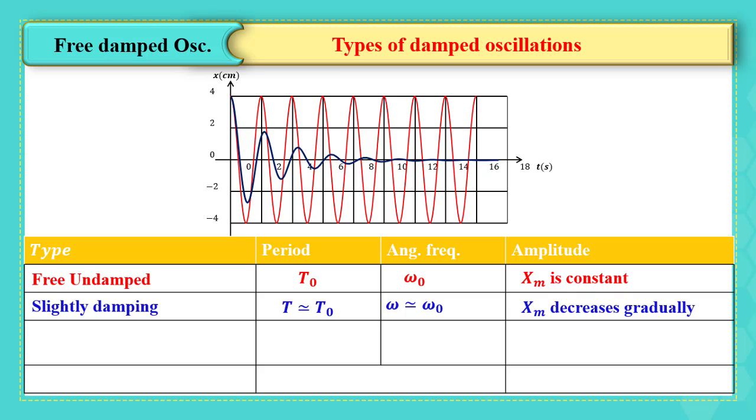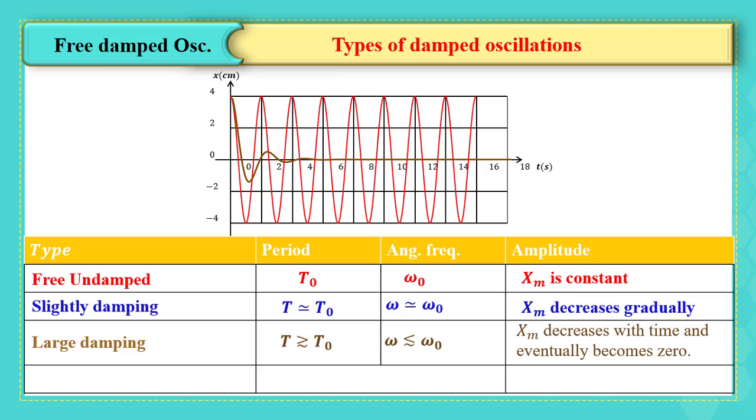The second type is large damping. In this case, the period is approximately greater than the proper period. The pseudo-angular frequency is approximately less than omega 0, and the amplitude here decreases with time and eventually becomes 0. The critical damping. In this case, there is no more oscillations, and we say it is non-periodic. The amplitude in this case dies.